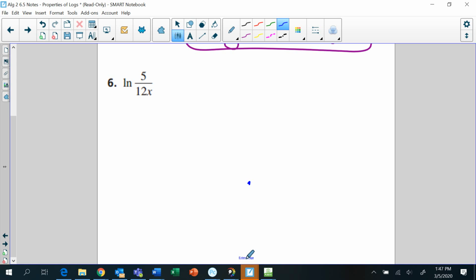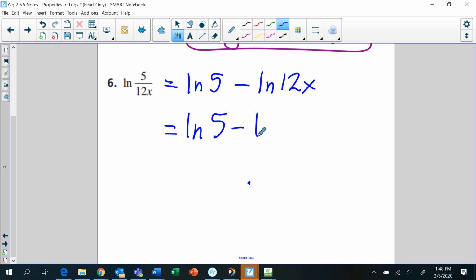Okay. Number 6. If it's on the top, it's going to be what? Addition. If it's on the bottom, it's going to be subtraction. So ln 5 minus ln 12x. Right? This is not done though, because 12 times x. So ln 5 minus ln 12 minus ln x.